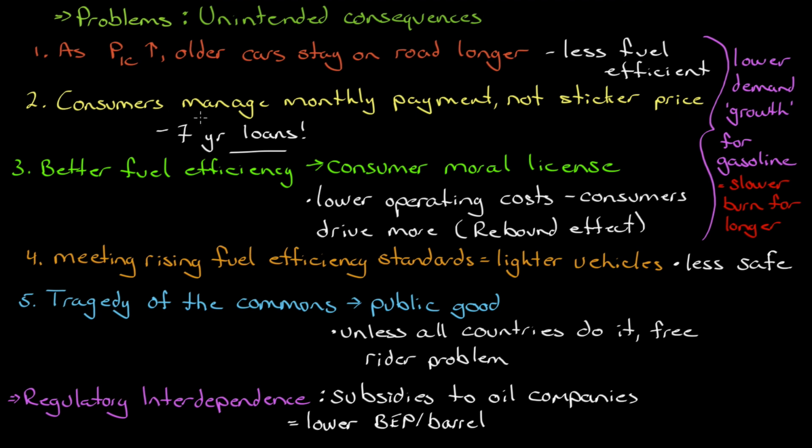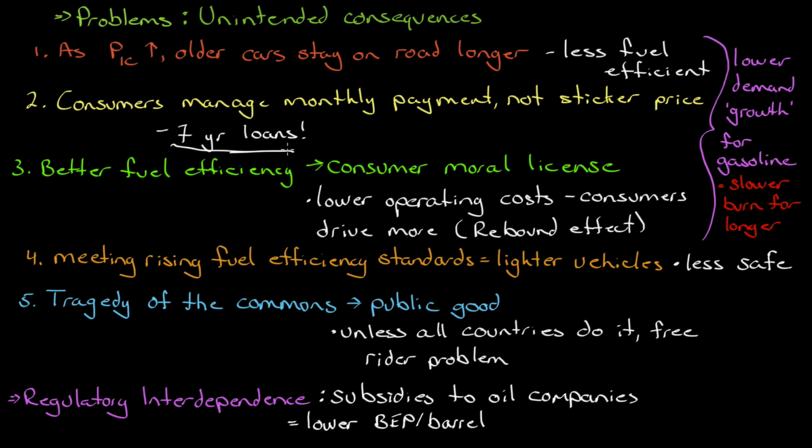Number 2, consumer behavior. You have to think about how consumers buy big ticket items. Typically, they don't look at the sticker price, they look at their monthly payment. Consumers manage monthly payment, not the sticker price. So even if the price of the vehicle they want is going up, they will manage the monthly price. So there's financial innovation. You now have 7-year vehicle loans. That's ridiculous, by the way, but there it is. 7-year vehicle loans are now on the market because of the price creep on vehicles, partly driven by this drive to get higher fuel standards.